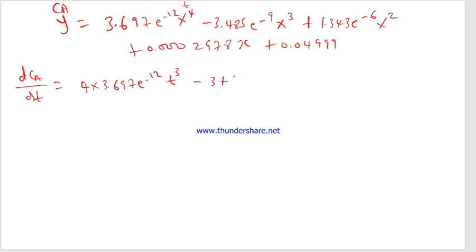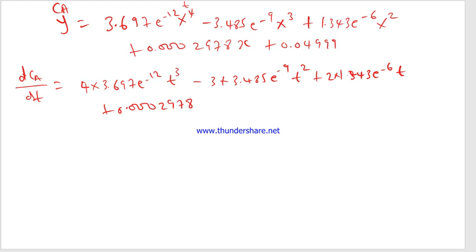Minus 3 times 3.485 exponential minus 9 t raised to power 2, plus 2 times 1.343 exponential minus 6 t, plus 0.0002978 times x, where x is 1. And the constant will be 0. So that's the dCA/dt that we need.